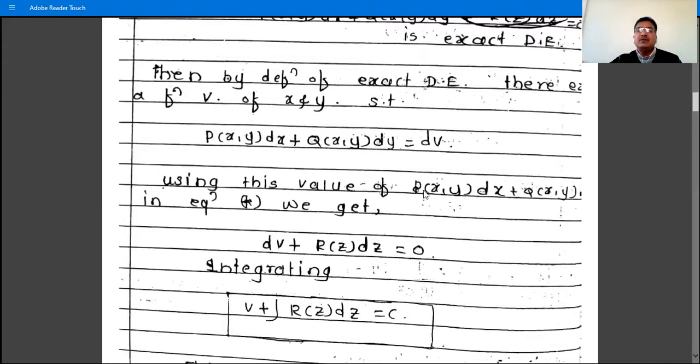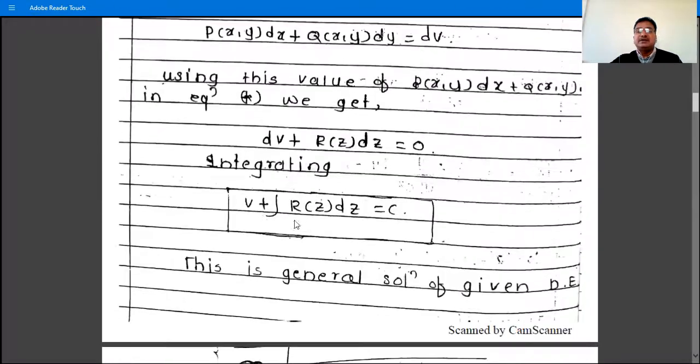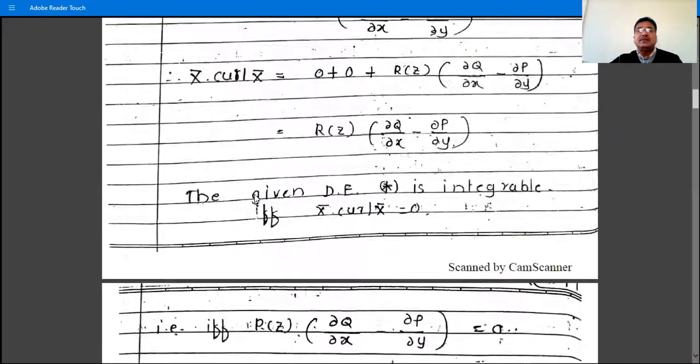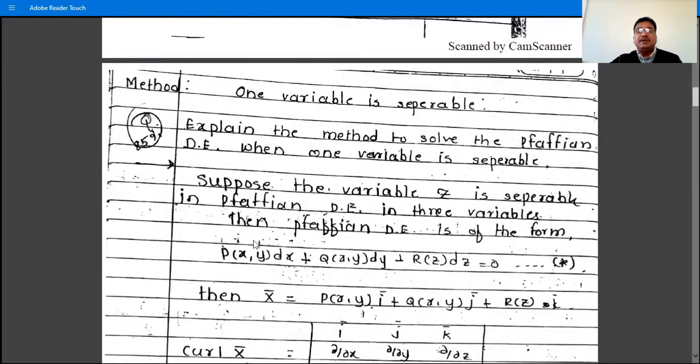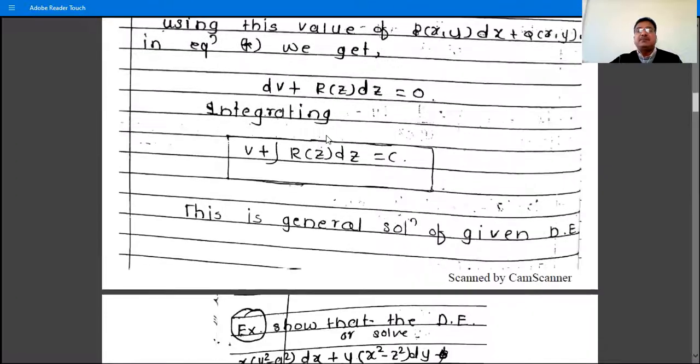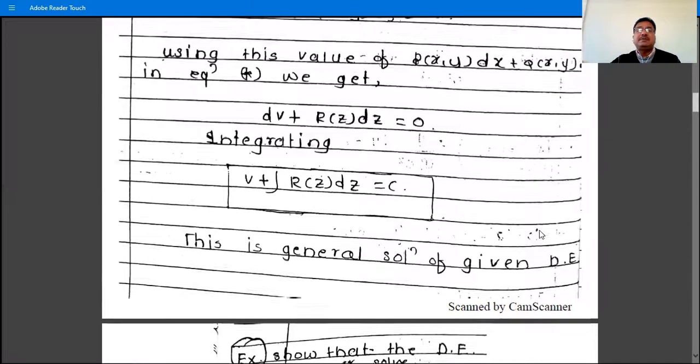Using this value of P(x,y) dx plus Q(x,y) dy in the equation star, we substitute it as dv plus R(z) dz, and then just integrate. We have the integration of dv is v, plus the integration of R(z) dz is equal to a constant, and this is the general solution of the given differential equation.